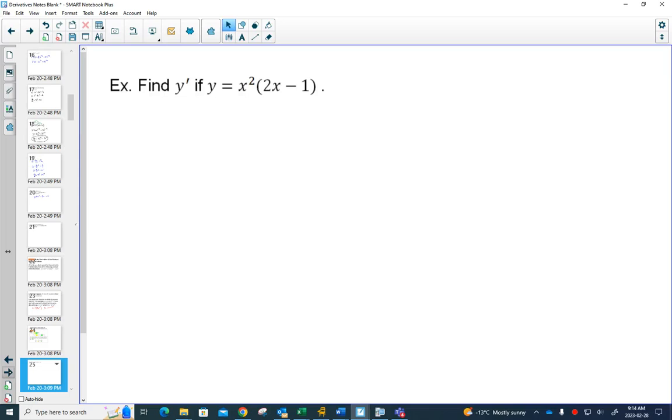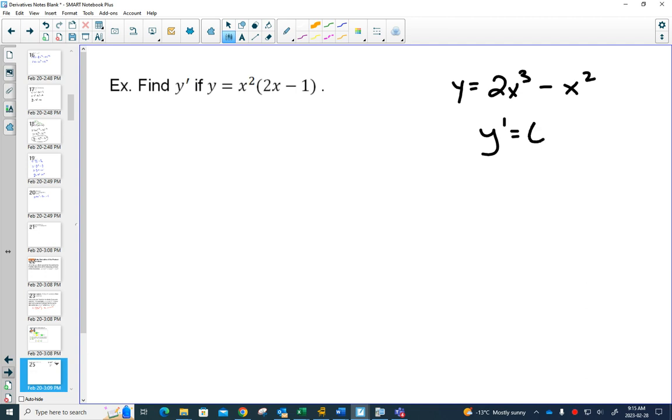So, here's one that we could do with the product rule, but we can also, off to the side, say this would have been one we could have done before, because this is really easy to distribute. X squared times 2x would be 2x cubed, and x squared minus 1 would be minus x squared. So I know from yesterday's lesson that I can bring the 3 out in front, subtract 1 from the exponent, bring the 2 out in front, subtract 1 from the exponent. I know the derivative using my derivative rules from yesterday.